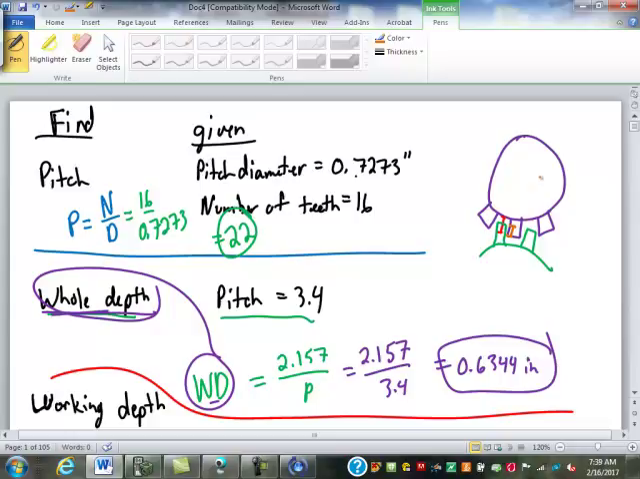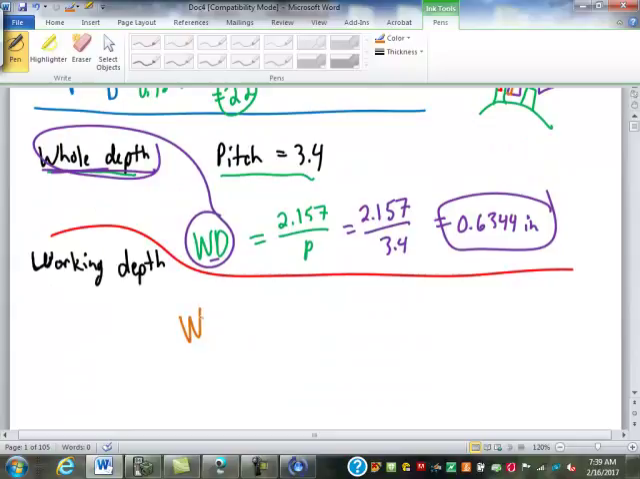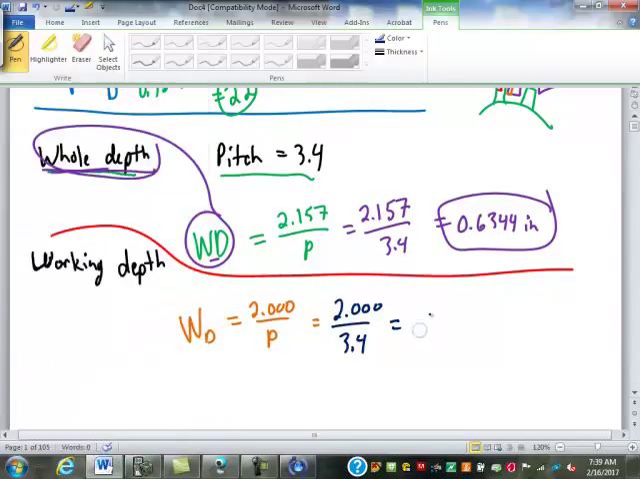Let's see if we can find that from what we're given. If we go down to working depth, there's a formula there. W sub D is working depth. When you see that letter that's smaller and down below, that term is sub or subscript D. So that is 2.000 divided by P. We're going to plug in our pitch of 3.4, which is going to give us 0.5882 inches.